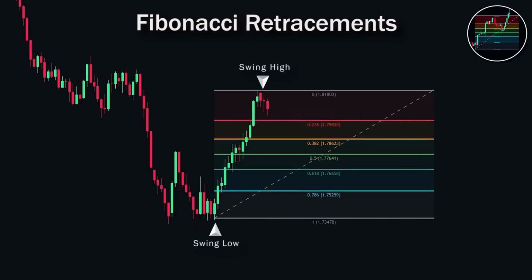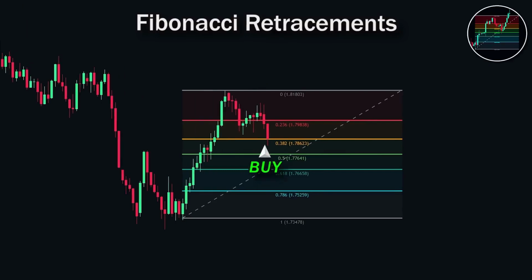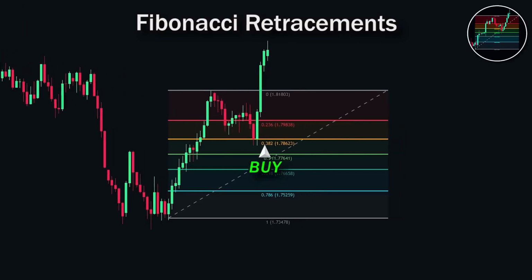Then wait for price to pull back to any of these key levels, preferably around the 0.382 Fibonacci level, as it's a frequently observed level where reversals often happen. So if price hits that level, it might be a good buying opportunity. But remember, price may also bounce off other Fibonacci levels. Combine it with other confirmation indicators to improve your entry.